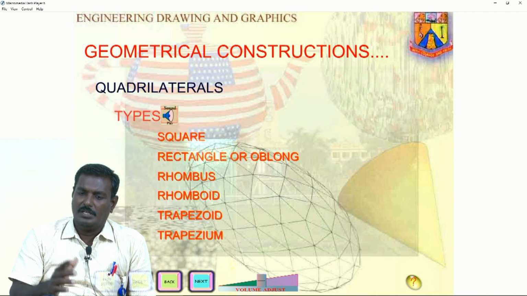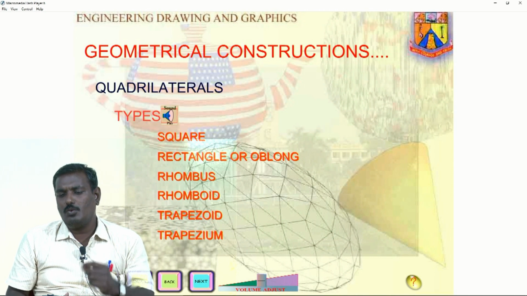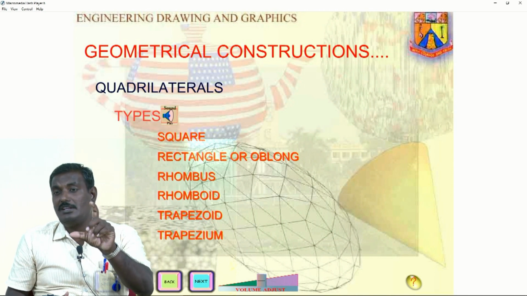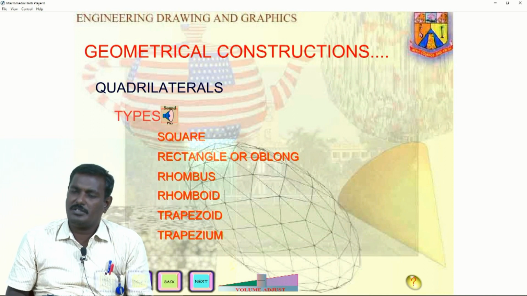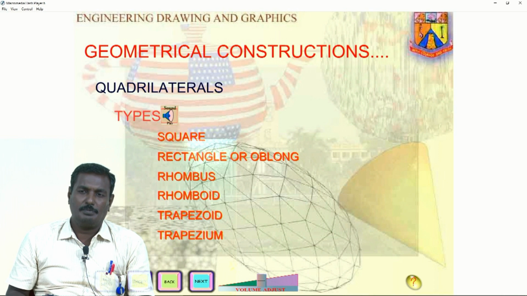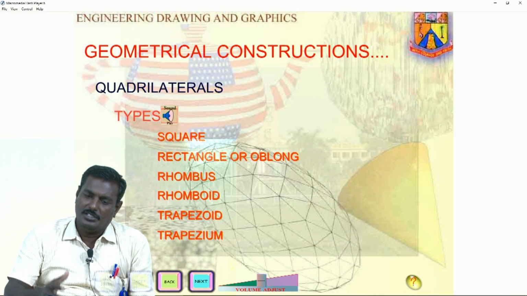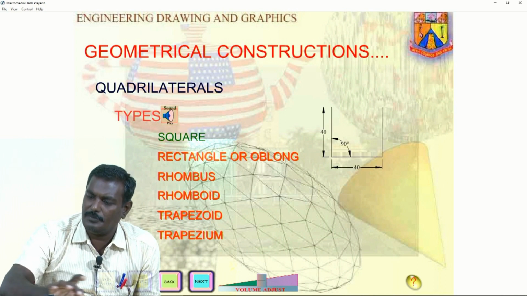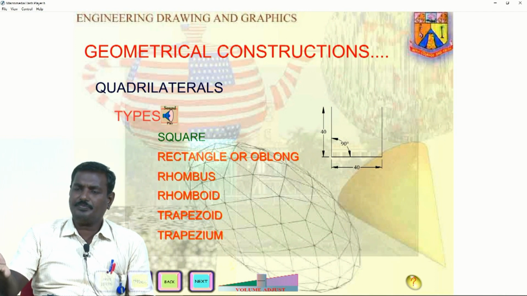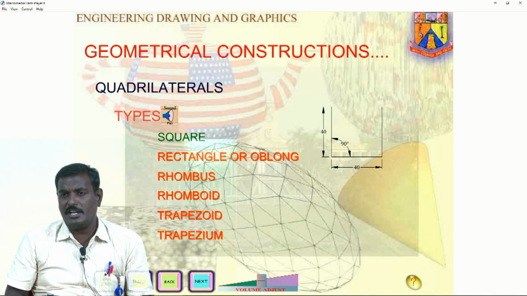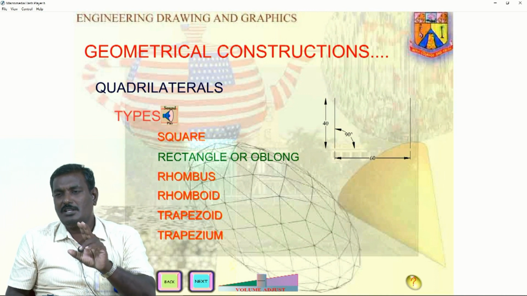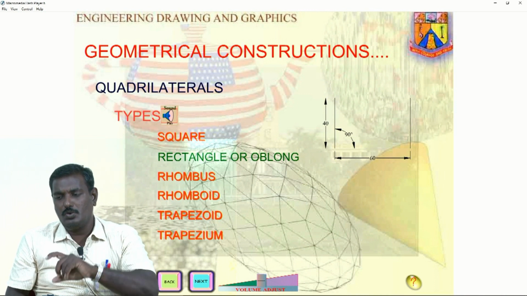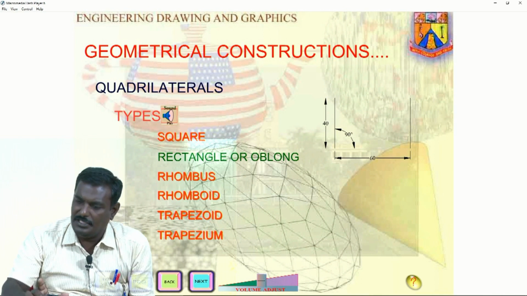Now quadrilaterals. What do you mean by quadrilaterals? A quadrilateral is nothing but 4 sides. So, which entities, primitives have 4 sides? The types: square. What about the square? This square has 4 sides, so the included angles are 90 degrees. Then rectangle, where 2 sides are equal and included angles are 90 degrees. Then rhombus.